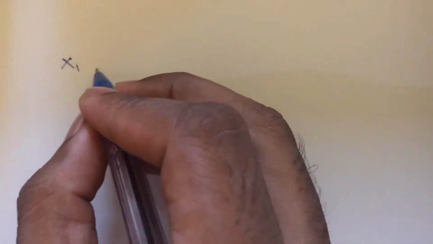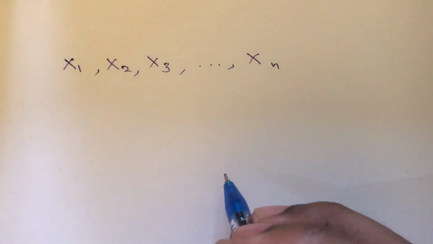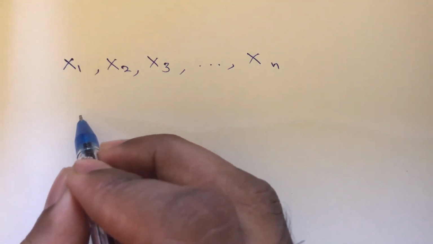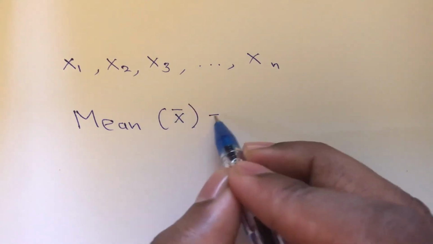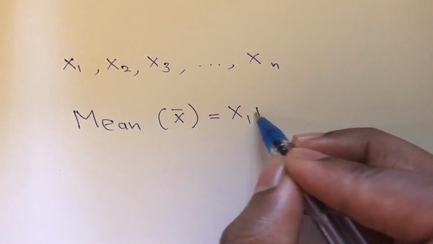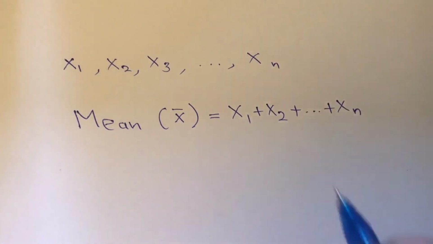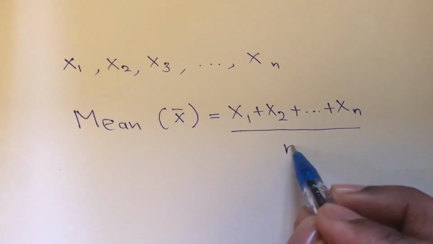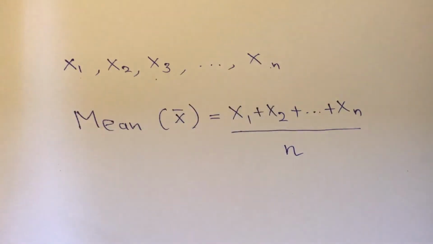So what do I mean by this? Well, if you take a few numbers, say x1, x2, x3, likewise, say you take n numbers. To calculate the mean, you're simply calculating x bar, which is x1 plus x2 plus likewise up to xn. You add up all the numbers and you simply divide it by the number of values you have, which in this case is n.